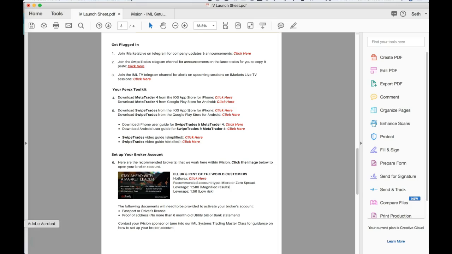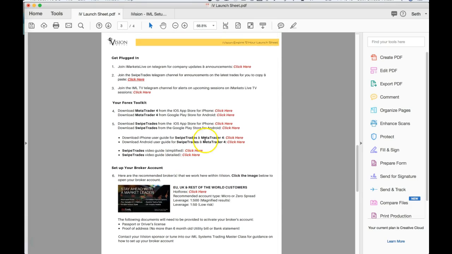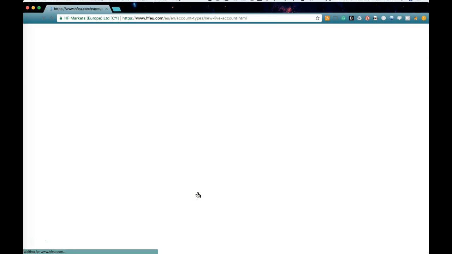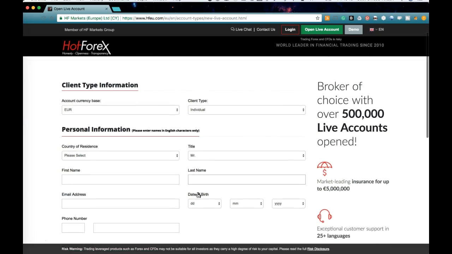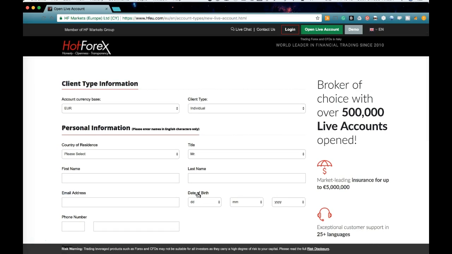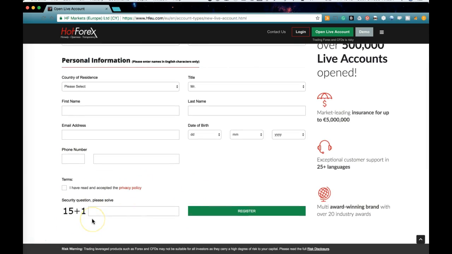So what you want to do is access your iVision launch sheet, and in this sheet you'll find under set up your broker account a link that leads you to the HotForex registration page. Once you're on this page, fill in the relevant information for yourself, complete the security section and hit register.